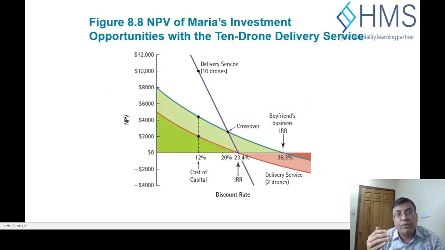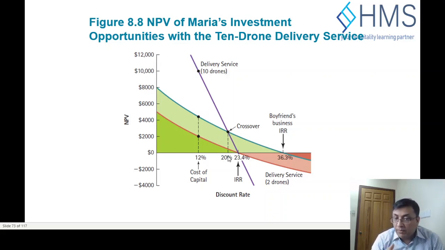So what we do basically is we calculate the three different options, as you can see here on the graph: her own business with the two drones, her boyfriend's business, and then the NPV profile of the 10 drone business, which is her new business with a higher investment. And then wherever they cross, you get the crossover point. So the crossover point here is 20%.